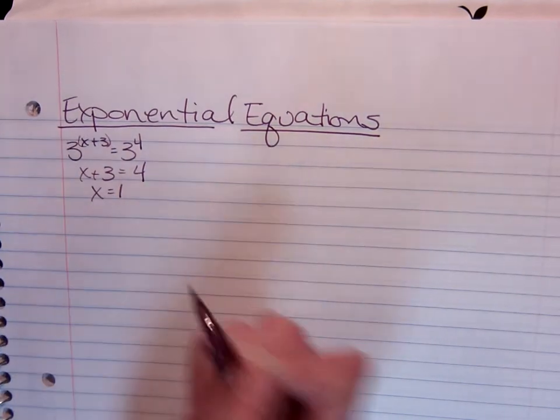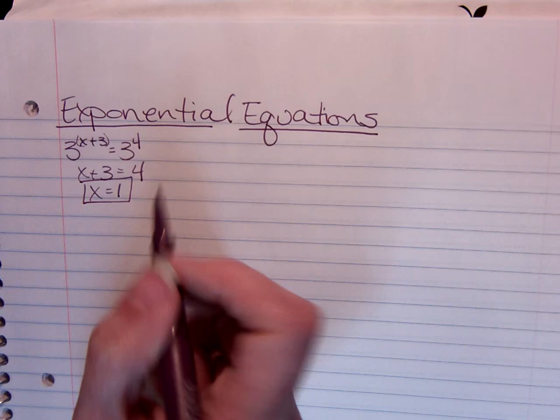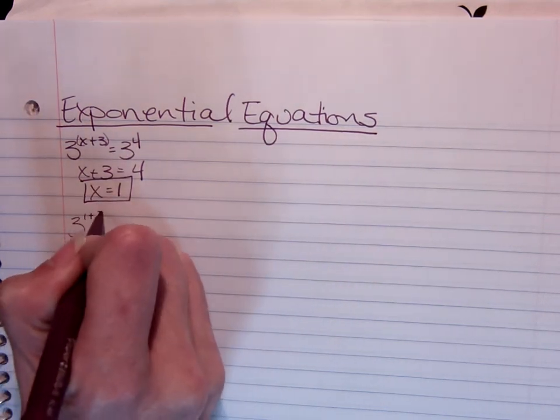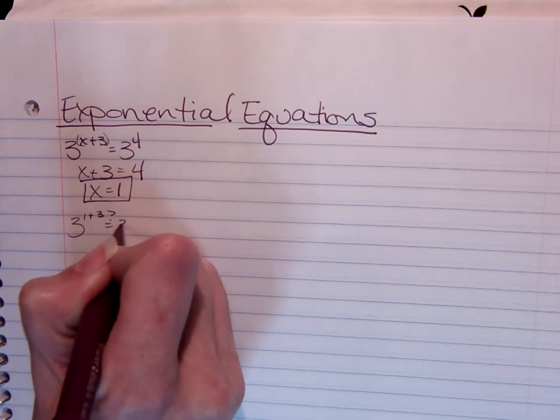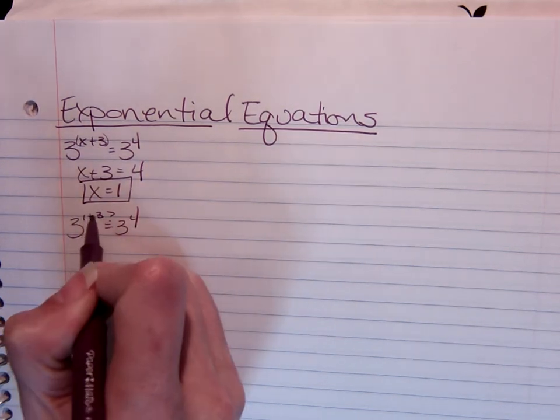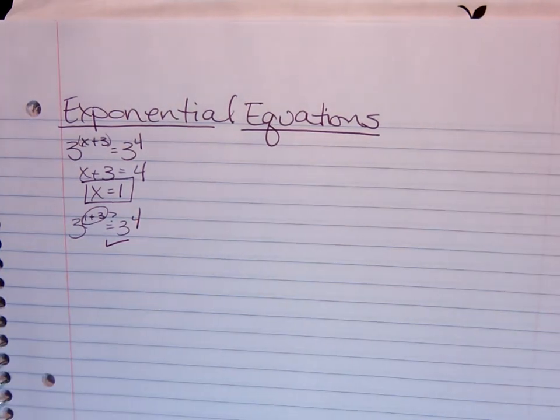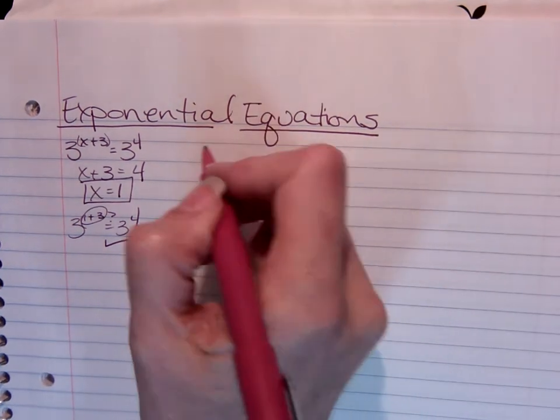X just equals 1. If I want to plug that back in to check, I'm looking at 3 raised to the 1 plus 3. Does that equal 3 to the 4th? Well, yeah, 1 plus 3 is 4, so we know we're good. Getting the same base is one of the most useful approaches. It's not always really obvious, and it's very rarely just handed to us.